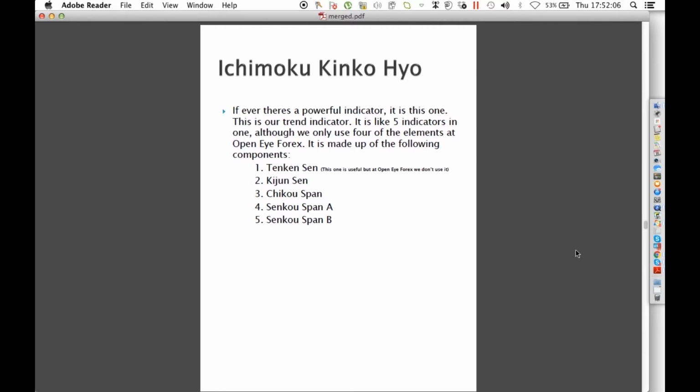All right, so the Chikou Span is the one that we don't use at OpenEye Forex, but it is very useful if you want to understand the whole indicator. And within the USB sticks, there will be a PDF of the Ichimoku explaining it even more or in even better detail. But here is the know-how, and you really don't have to learn anything else if you learn the way we use it here at OpenEye Forex and in our lessons.